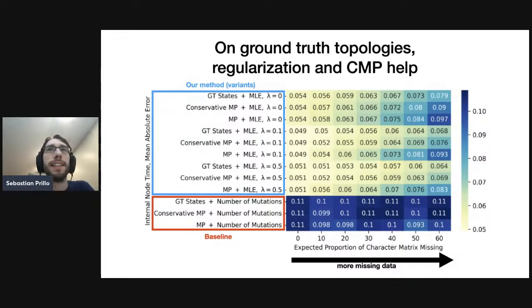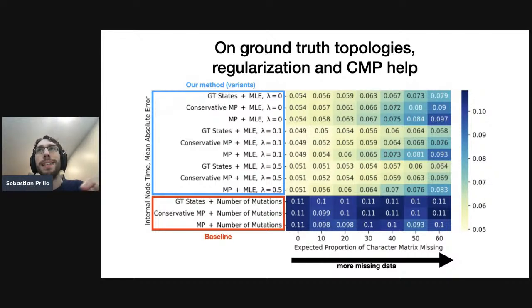And again, the metric here is just how well the internal times of the nodes are predicted. We're looking at the mean absolute error in this case. It's not the Spearman correlation. We want to see what's going on with the absolute times. So, things you will observe. First of all, if you focus on the dimension which has to do with the ancestral states that are being used, you will see that using the ground truth states performs better than using either maximum parsimony or conservative maximum parsimony, as expected. What's going on along this axis, which I haven't mentioned so far?